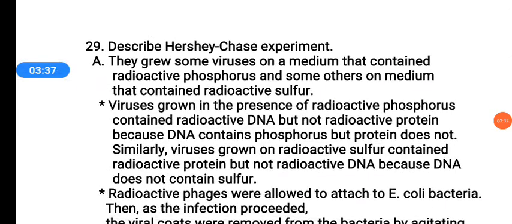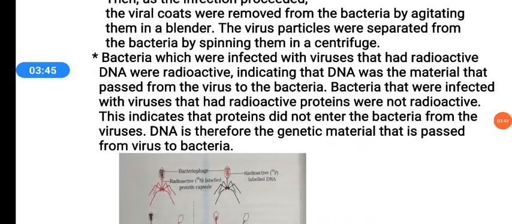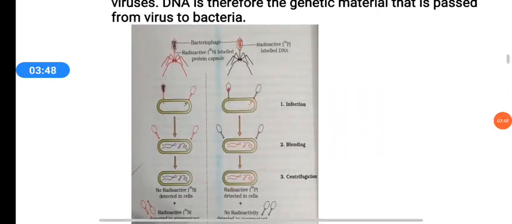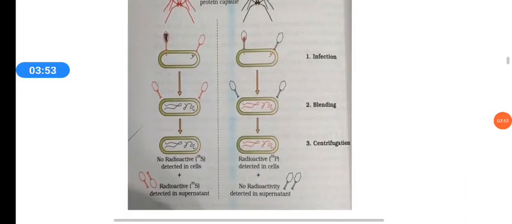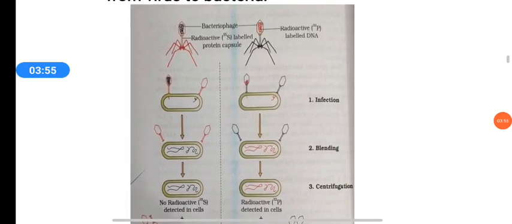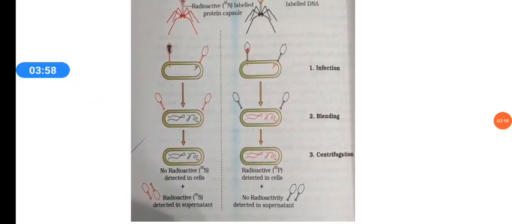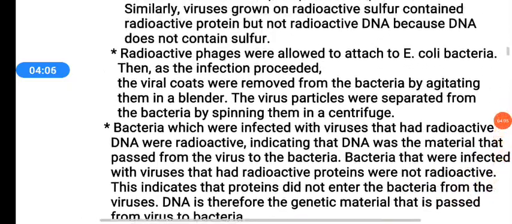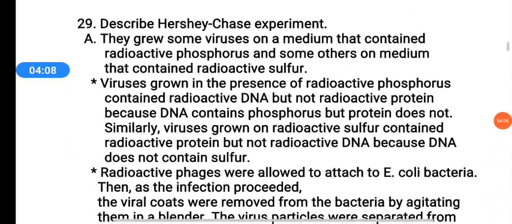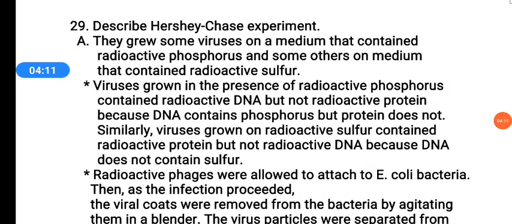describe the Hershey-Chase experiment. Before we explain this experiment, you are going to draw the experimental diagram, that is, the bacteriophage diagram. One is the radioactive supernatant detected, another is no radioactive supernatant detected. You are going to draw both. Next, based on this diagram, we are going to discuss this experiment point by point.